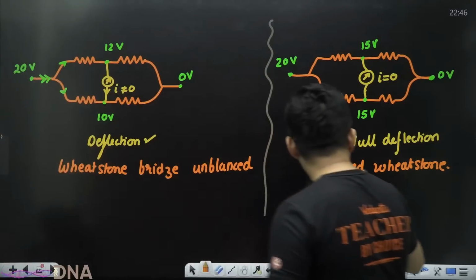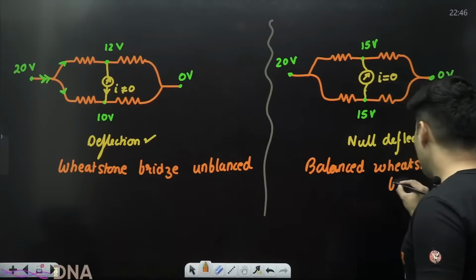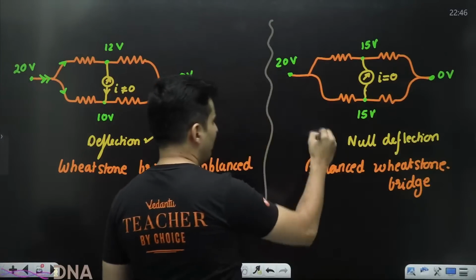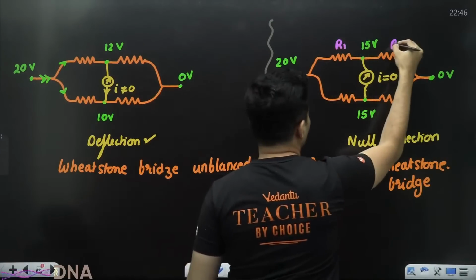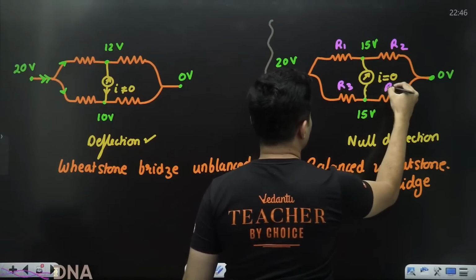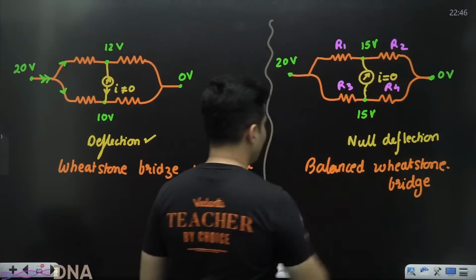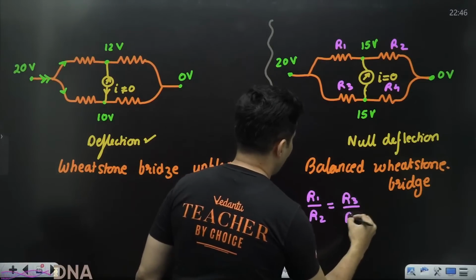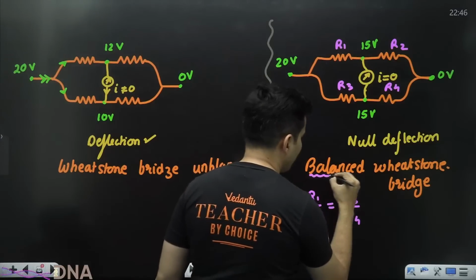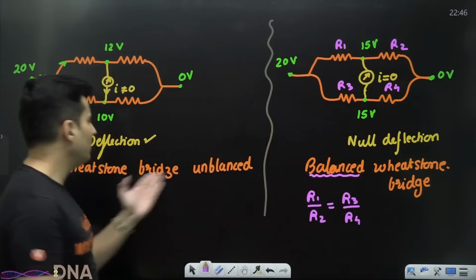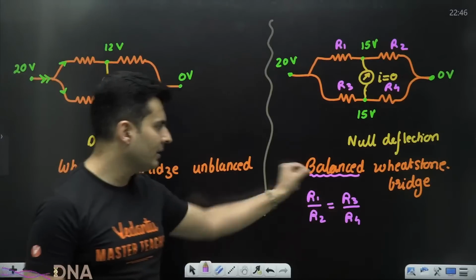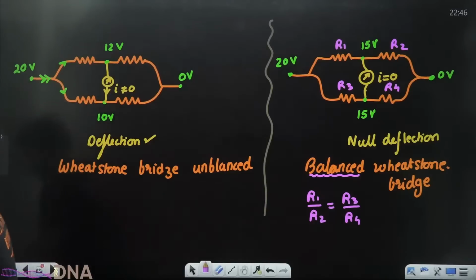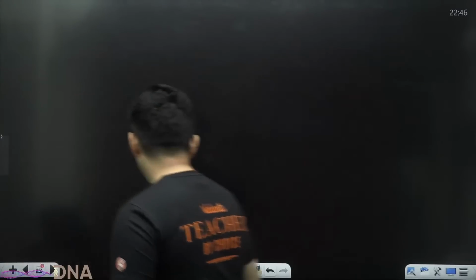Okay. And this balanced Wheatstone bridge happens if this is R1, this is R2, this is R3, this is R4. This by this and this by this are equal, when R1 by R2 is R3 by R4. That's when it is balanced. If it is not equal, it will be unbalanced. This is the balancing condition. Is this absolutely clear, my dear warriors?